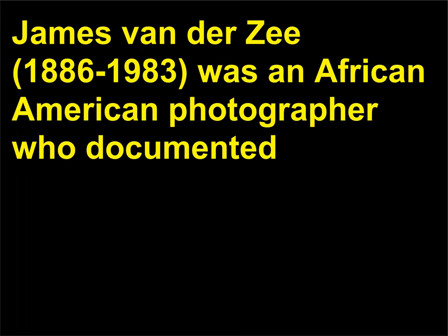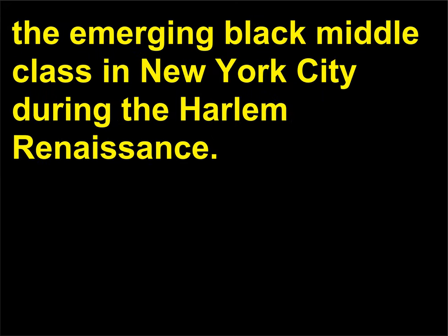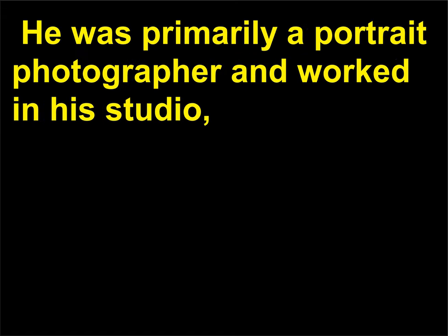James van der Zee, 1886-1983, was an African-American photographer who documented the emerging black middle class in New York City during the Harlem Renaissance. He was primarily a portrait photographer and worked in his studio.